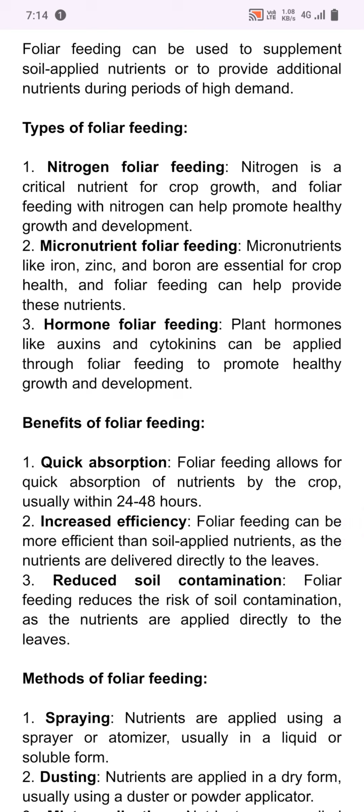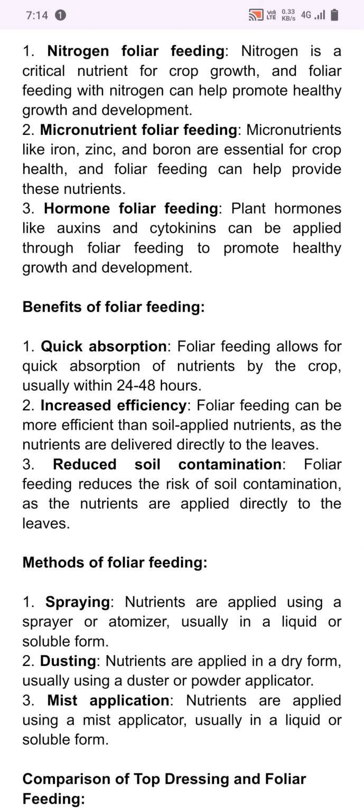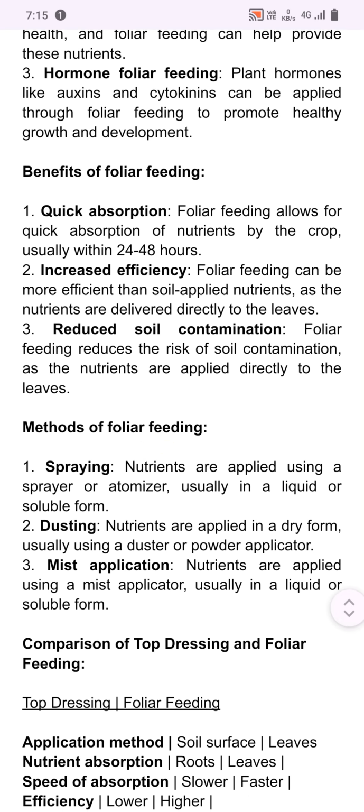Micronutrient foliar feeding. Micronutrients like iron, zinc, boron, etc., are essential for the health of the crop, and foliar feeding can help provide these nutrients. Hormone foliar feeding. Plant hormones like auxins and cytokinins can be applied through foliar feeding to promote healthy growth and development. Benefits of foliar feeding: quick absorption, increased efficiency, reduced soil contamination.